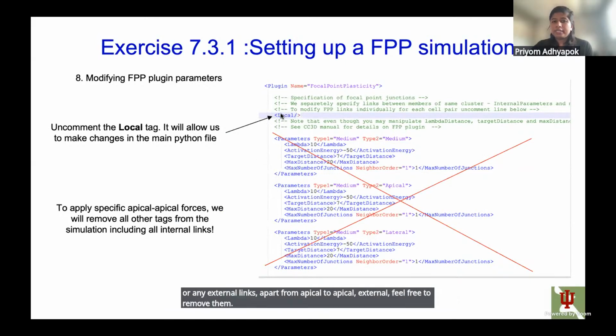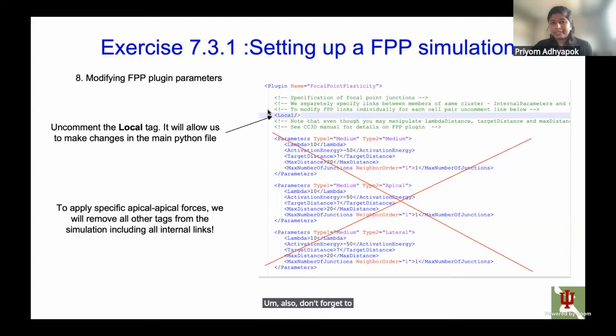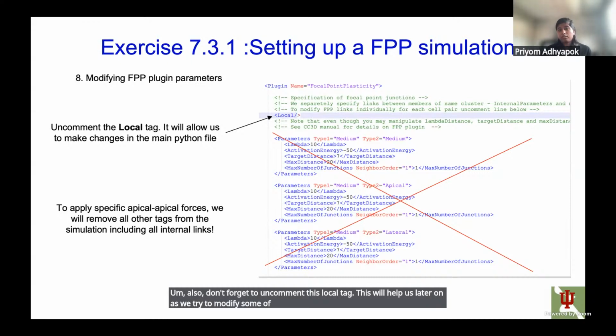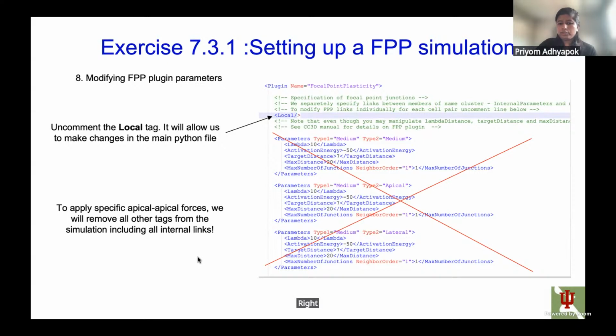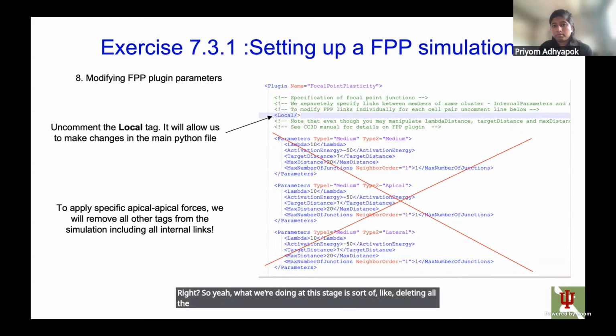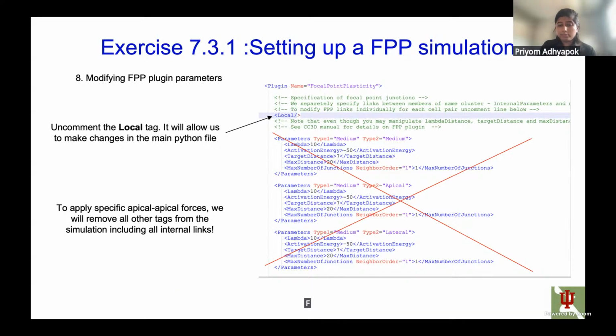Also, don't forget to uncomment this local tag. This will help us later on as we try to modify some of these FPP properties in the Python steppable file. So if you don't uncomment this, you will not be able to do it from these steppables. So what we're doing at this stage is deleting all the other FPP links between all the other compartments.